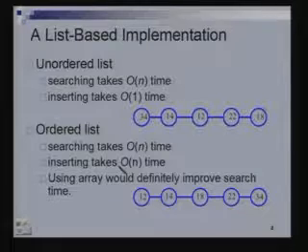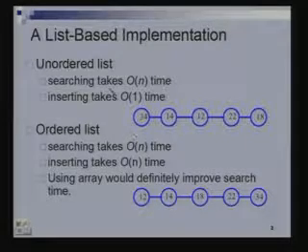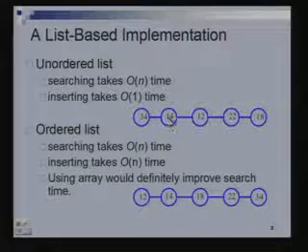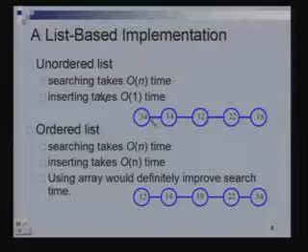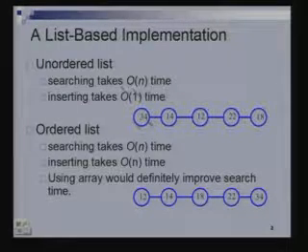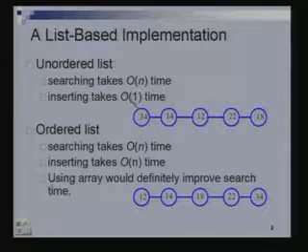What is one way you can implement such an ordered dictionary? There are two trivial ways of doing it. In both cases, let us say we are using a list kind of data structure. An unordered list would just keep all the elements in here. All I have shown here are the keys. Since it is unordered, inserting takes only a constant amount of time. Searching will take order n time in the worst case, because there is no order, so I might have to go through the entire list before I find out where the element is.